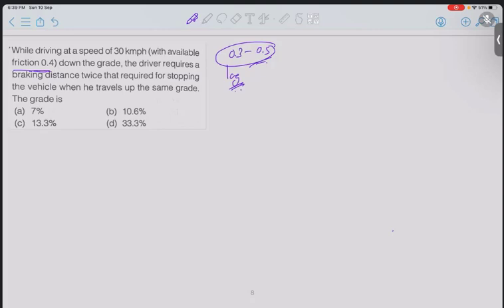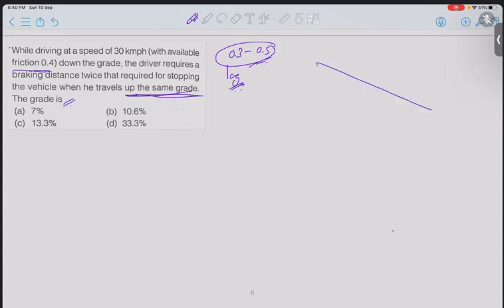Okay, so while driving at a speed of 30 km per hour, available friction is 0.4 down the grade. The driver requires a braking distance twice that required for stopping the vehicle when he travels the same grade upwards. So when he travels up the same grade, the gradient is this part.